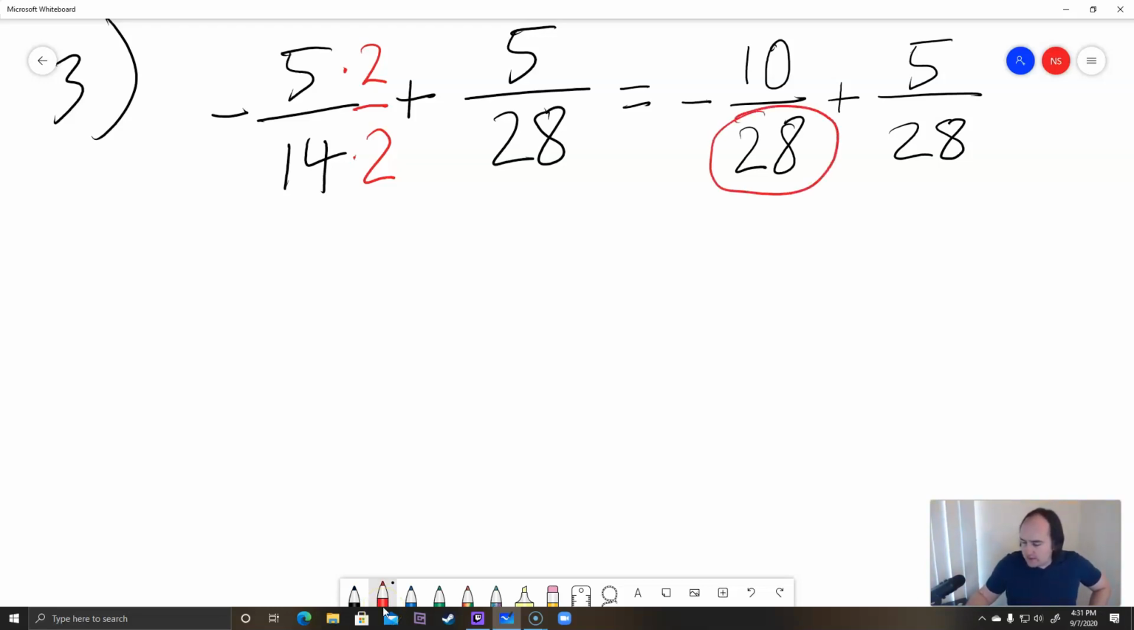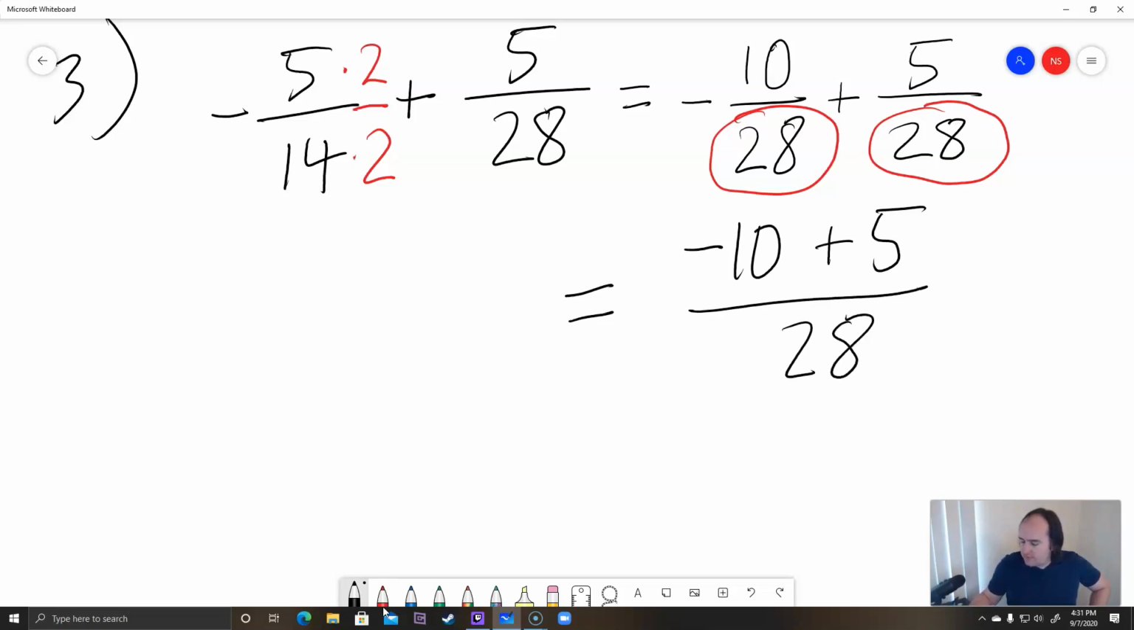So we keep the denominator and we add or subtract the numerator. Okay, so what this is going to be is we're going to have negative 10 plus 5 all over 28. Okay, so we kept the denominator and we add or subtract the numerator. And then negative 10 plus 5, because they're opposite signs, we subtract and we keep the sign of the larger number, which is 10. So that's going to be negative 5. Okay, so we're going to get negative 5 over 28.